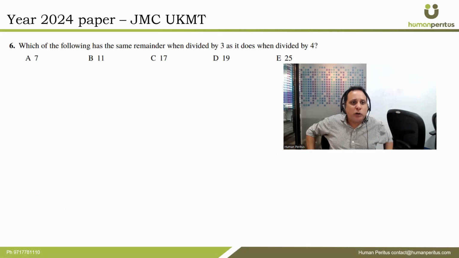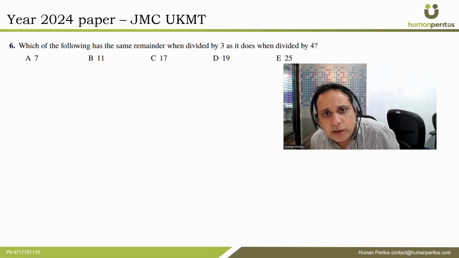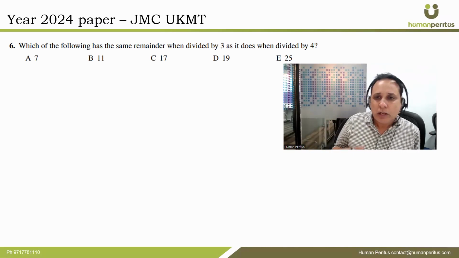First one, it came in 2024: which of the following has the same remainder when divided by 3 as it does when divided by 4? So guys, very simple question.